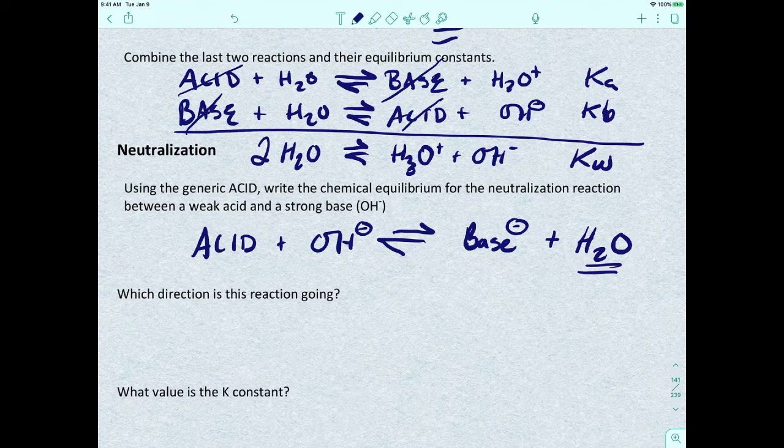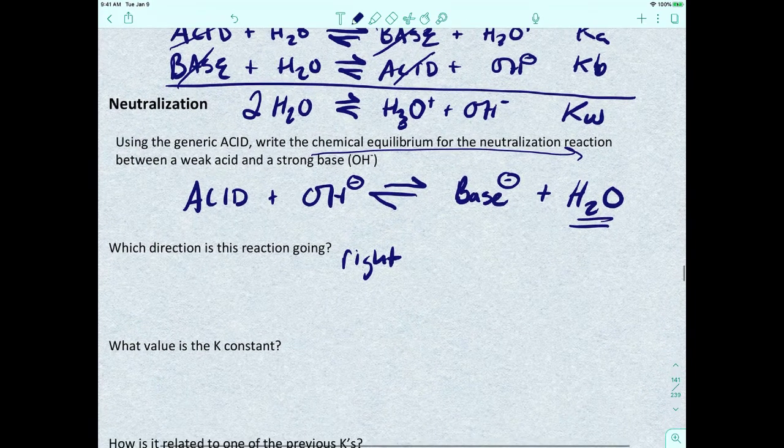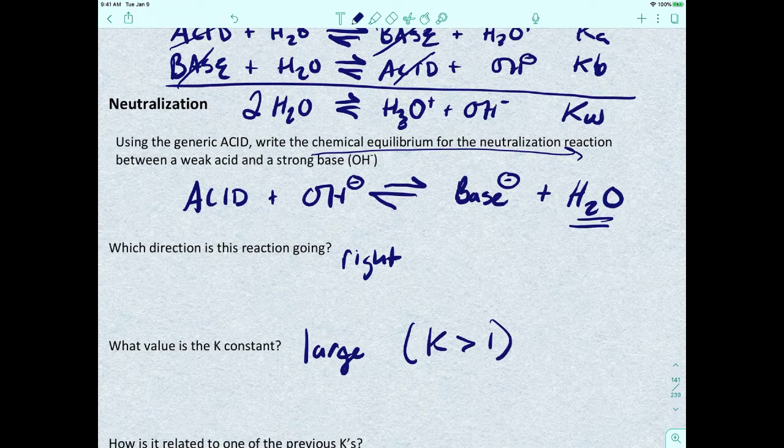So in this case, which way is the reaction going? Well, this hydroxide ion definitely wants to pick up the hydrogen, and you're forming water. So the reaction is definitely going to the right, and the value of the K constant is going to be large. It's definitely going to favor product formation.